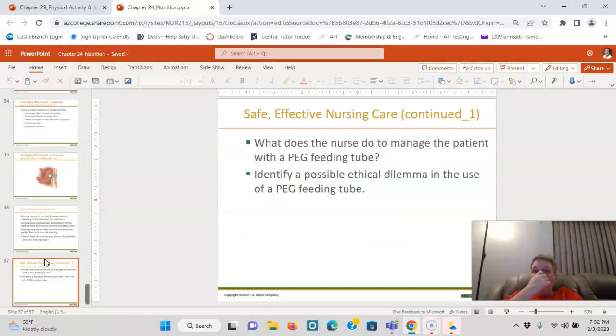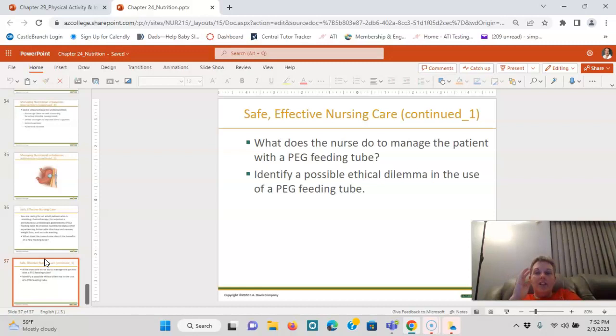What does the nurse do to manage the patient with a PEG tube? What did we say? 30 degrees elevation, aspiration, aspiration, aspiration. Right? What else do we do to manage that PEG feeding tube? We're going to either do continuous or bolus feedings. Need to replace water as well. Prevent diarrhea. Prevent aspiration. Prevent malnutrition. Don't water the formula down too much. Right? There's lots of things to consider.